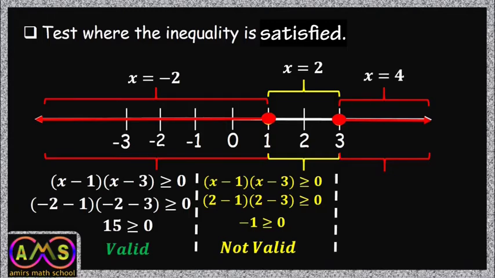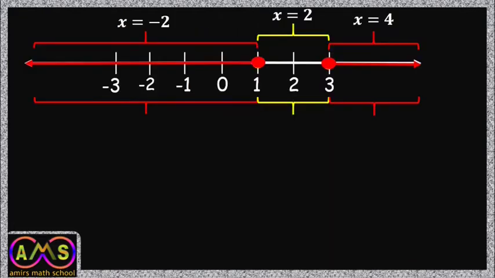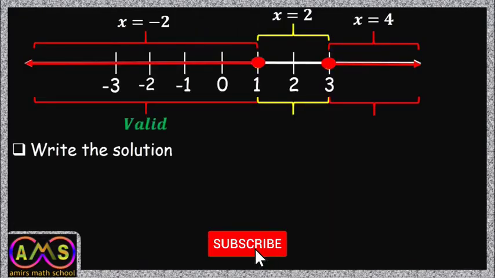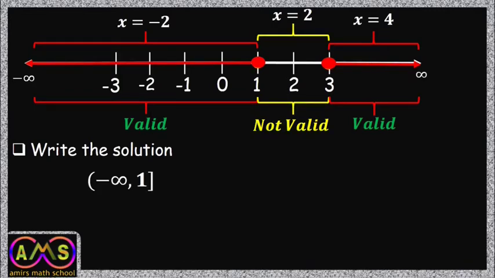Finally, let's take any value from the third part of the number line, that is x equal to 4, and substitute x equal to 4 in the inequality. We will get 3 greater than or equal to 0. So we can say with x equal to 4 or any value from this part of the number line will satisfy the inequality. So this part, 3 to infinity, is valid for the solution of the inequality. Now write the solution. Here we have two parts valid for the solution and one invalid part. So we can write the solution as minus infinity to 1 and 3 to infinity.